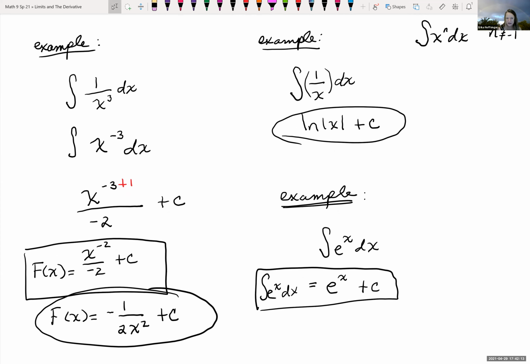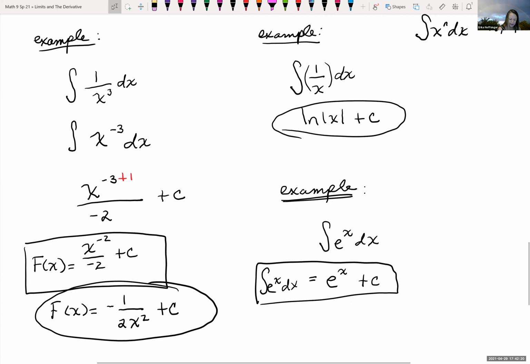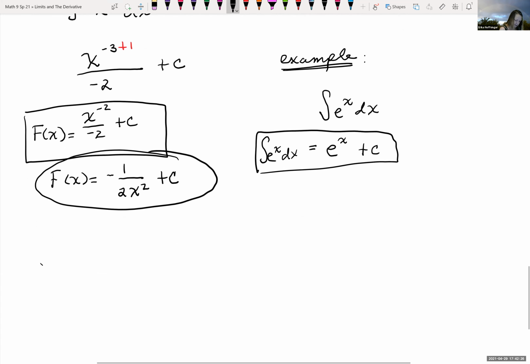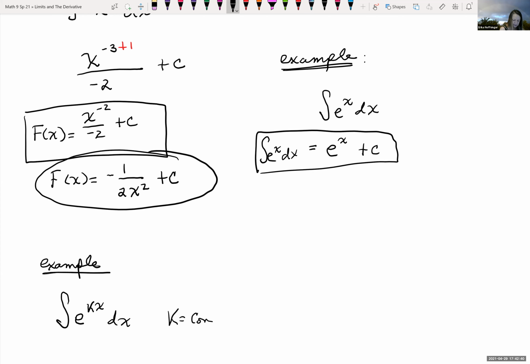Sometimes it wasn't just e to the x. Maybe it was e raised to some coefficient times x. So let's look at what we'd have to do in that case. What if it was e to the kx dx, where k is equal to some constant?